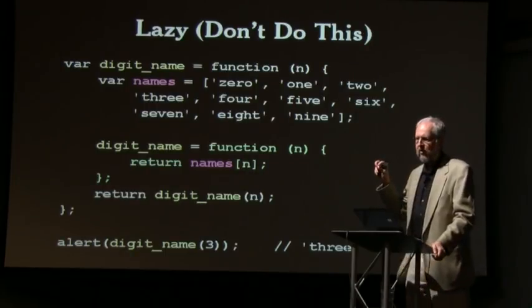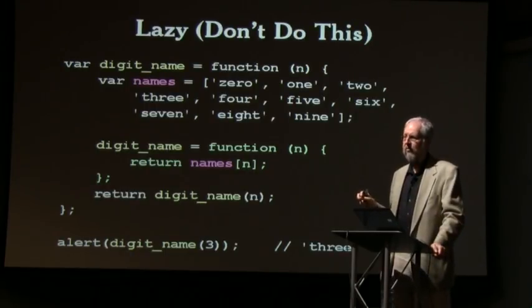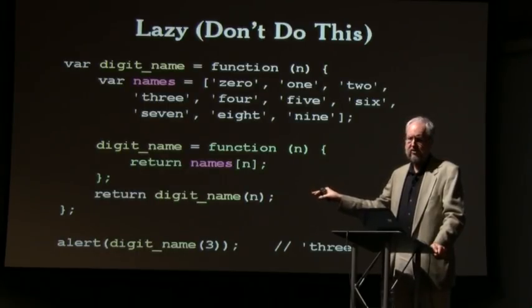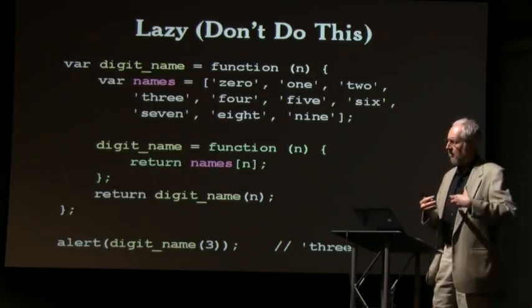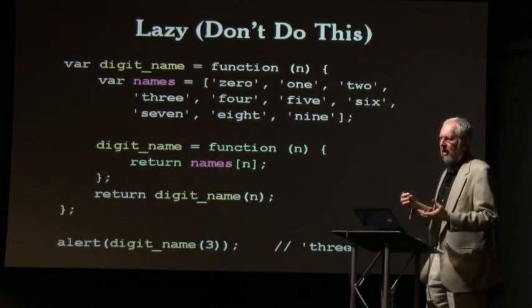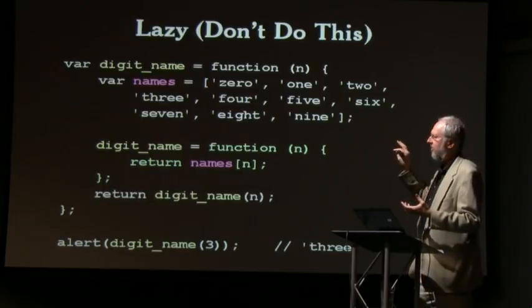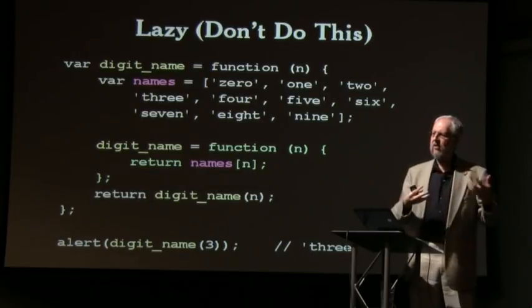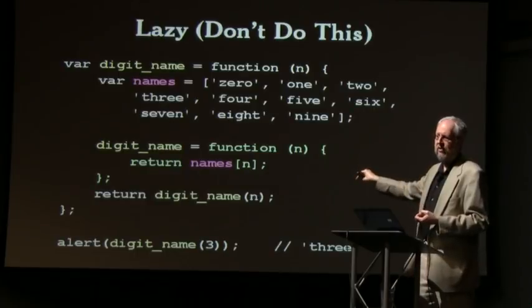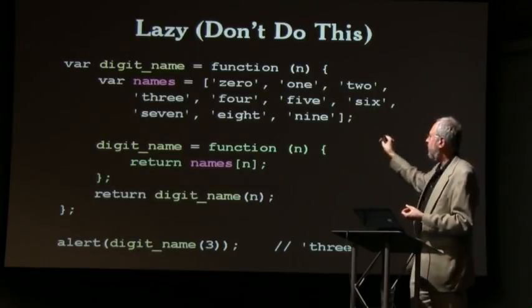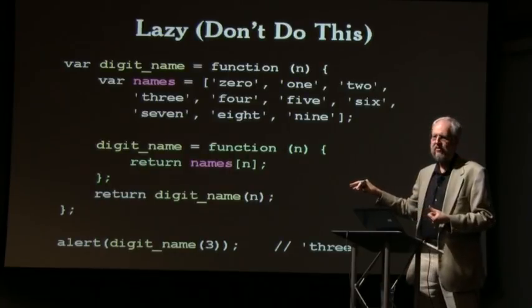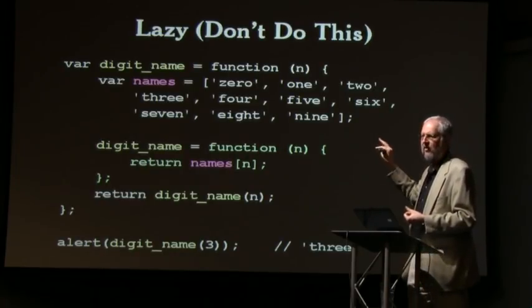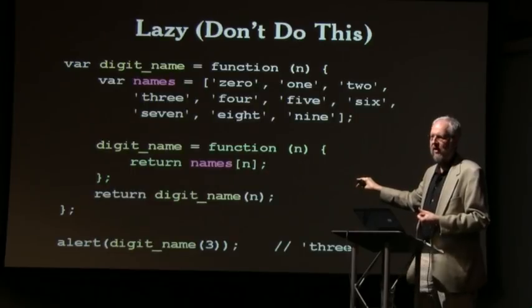That digit name is no longer first class, in that if I were to pass it to a function and let that function call it, or if I were to assign it to an object and let someone call it as a method, every time it gets called from that point on, it will do the initialization and stuff a new function into digit name. So instead of making it faster, we've actually made it slower. It's slower than the slow case that we started off with.